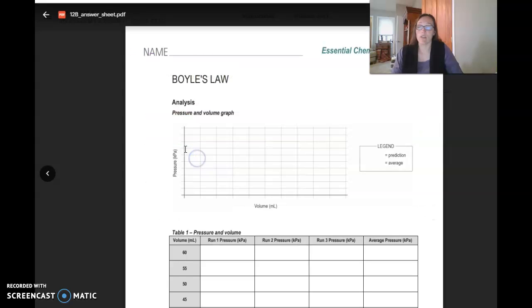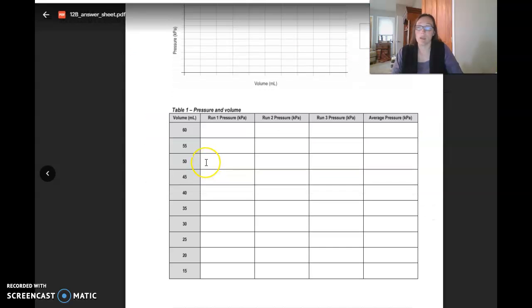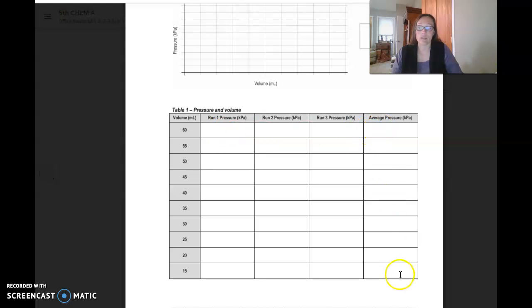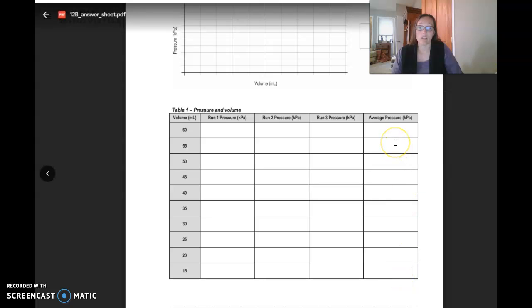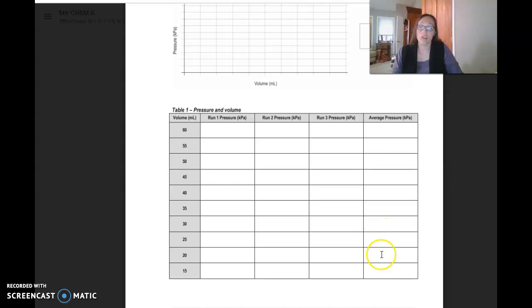Again, I don't care so much to see it. If you want to write it on a piece of paper and take a picture and send it to me, that's fine. But ultimately, what you need to do is take the average of those 3 sets of data. Average is taken by adding the 3 things together and then dividing by 3. Once you have that, you have volume data and you have pressure data.